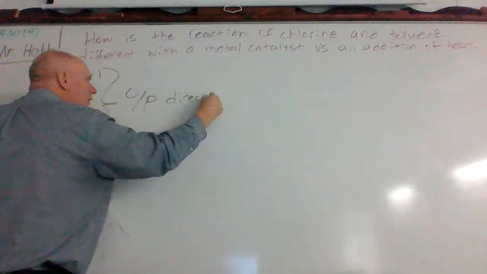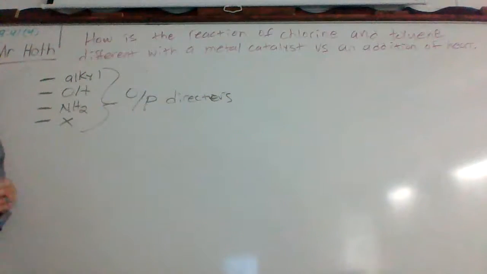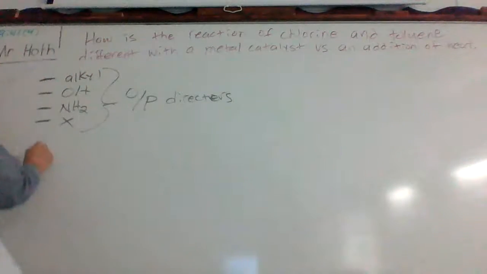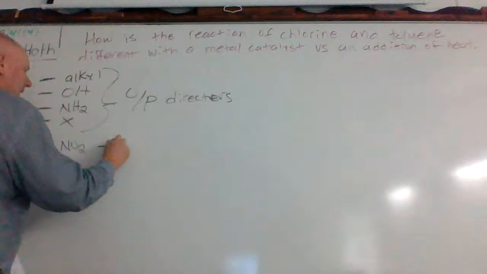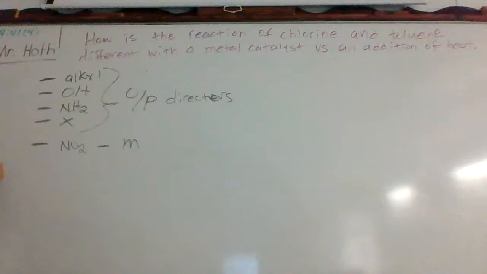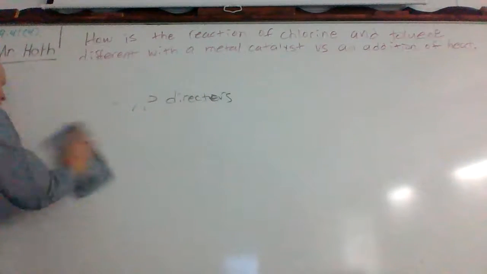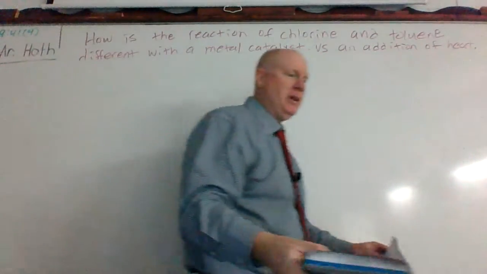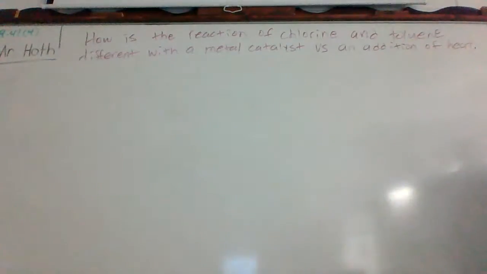Now, whether you decide to put that on your paper or not is entirely up to you. These top four are what we call ortho and para directors, and this bottom one, a nitro group, is what we call a meta director. The reason that's important is if there's a molecule already on the benzene ring, it's that molecule that is going to determine where your next reactant is going to attach.